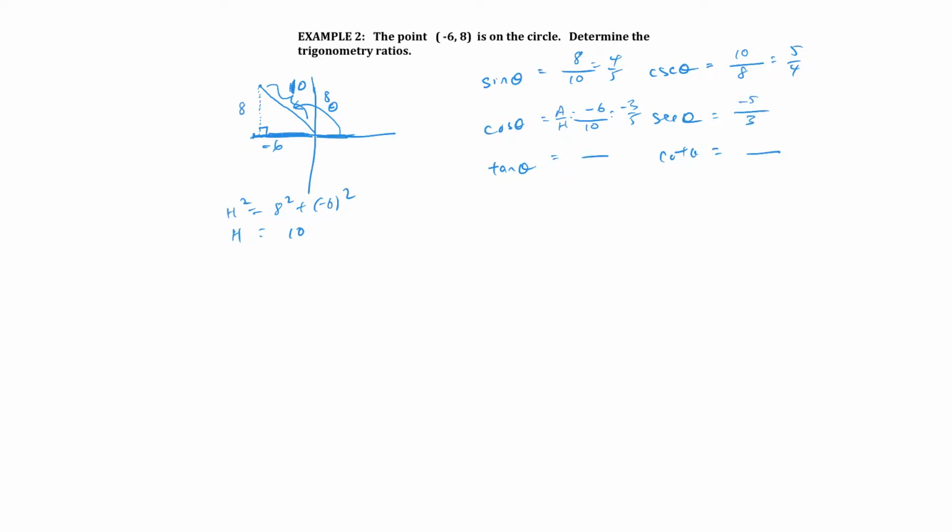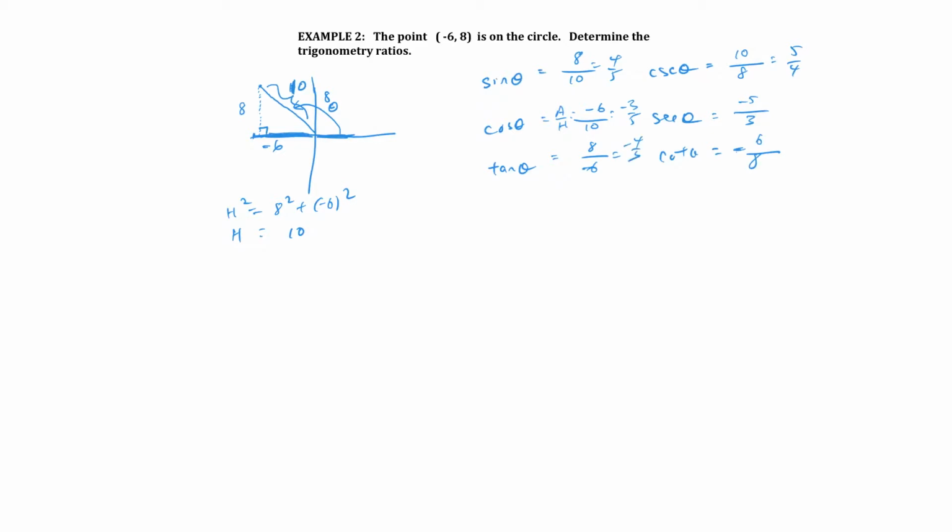Tan is opposite over adjacent. So we're going to look for the opposite of the triangle, which is 8 over negative 6, and therefore the cotangent is negative 6 over 8. It doesn't really matter where the negative goes, top or bottom or in the middle. You can reduce it afterwards.